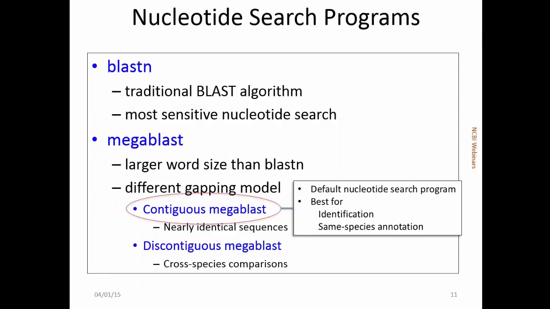There's another algorithm called MegaBLAST that is a slightly different algorithm. It's not technically BLAST. It uses a larger word size than BLAST-N, which means it's more likely to miss things. It has a slightly different gapping model. It comes in 2 flavors, contiguous MegaBLAST and discontiguous MegaBLAST. Contiguous MegaBLAST is the one that's turned on by default on the nucleotide search pages, and it's the one that's best for identification or same species annotation. In other words, where is this gene in my genome? And that's what NCBI uses that algorithm for. We do a lot of our annotation with MegaBLAST.